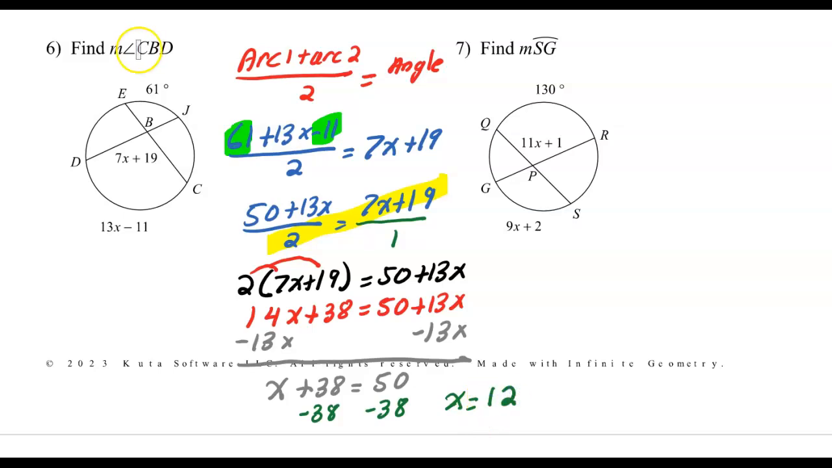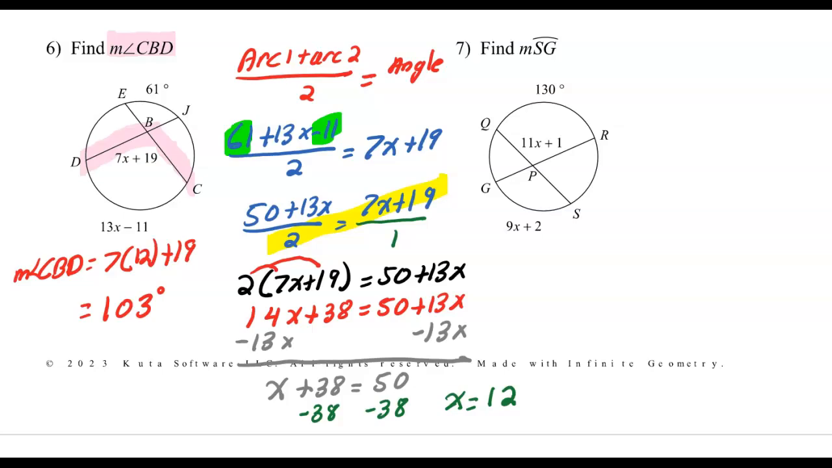Now the goal of this problem was to find angle CBD, which I just highlighted in pink in the diagram. So the angle CBD is 7 times 12 plus 19. Doing that, I get the angle to be 103 degrees. If you want to pause the video and take a look at problem number 7, please do so.